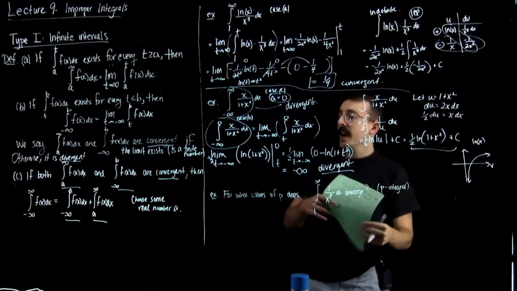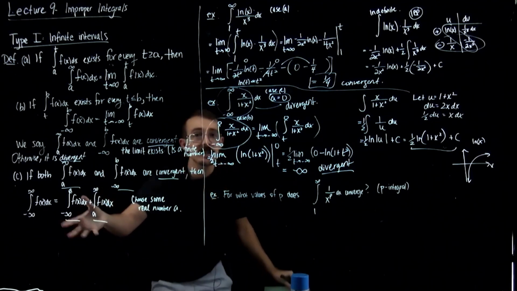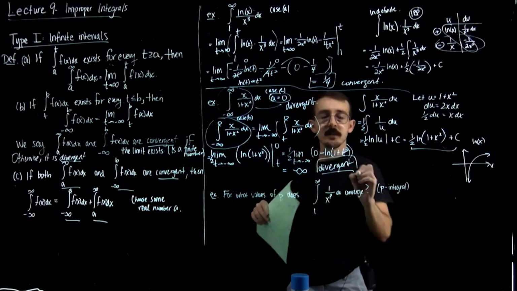So we don't actually even have to check the second case where you go from 0 to infinity. You don't have to do both of them. As soon as one of them becomes divergent, we're done. So the answer to this one is divergent.